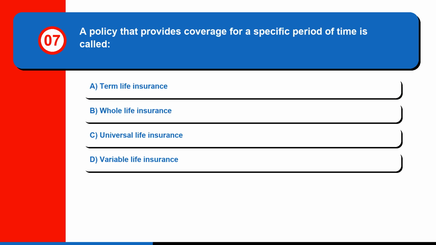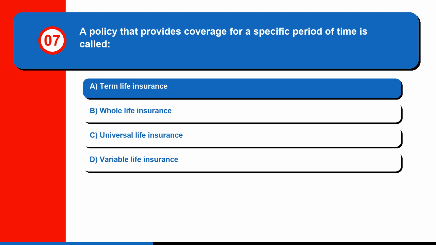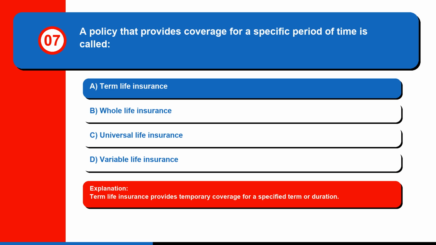Question 7. A policy that provides coverage for a specific period of time is called A. Term life insurance, B. Whole life insurance, C. Universal life insurance, or D. Variable life insurance. The correct answer is A. Term life insurance. Term life insurance provides temporary coverage for a specified term or duration.